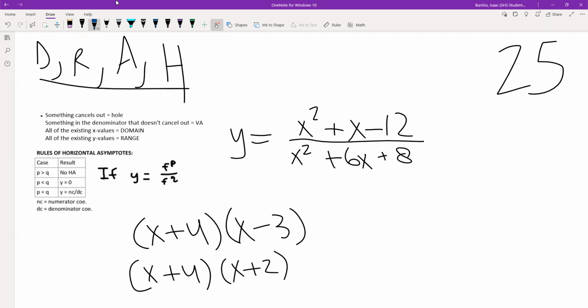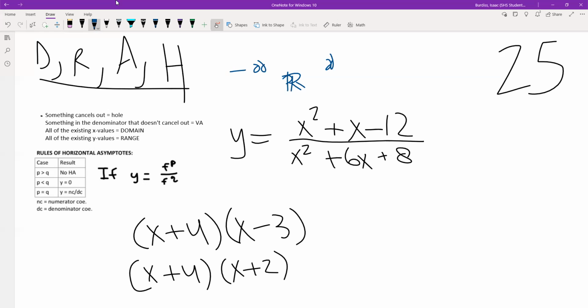Domain is simply all of the existing values in a graph or a function, from negative infinity to positive infinity. So if it is from negative infinity to positive infinity, then it's all real numbers. Now, that's not always the case if there is a discontinuity, which could be a hole or asymptote or jump discontinuity, but that's not something that is on the ACT as far as I know.